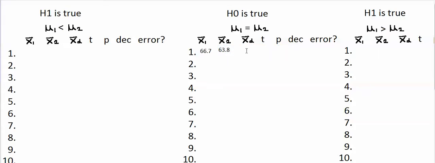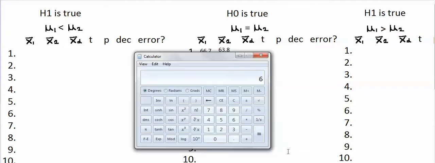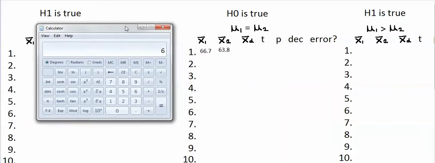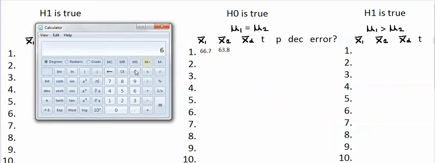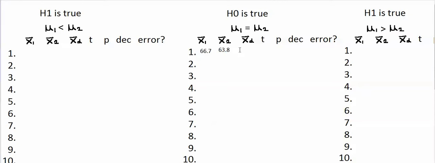I want you to also get the sample mean difference, the difference between the two sample means. You can get that by subtracting this sample mean by that sample mean. So it's 66.7 minus 63.8, which comes out to 2.9.